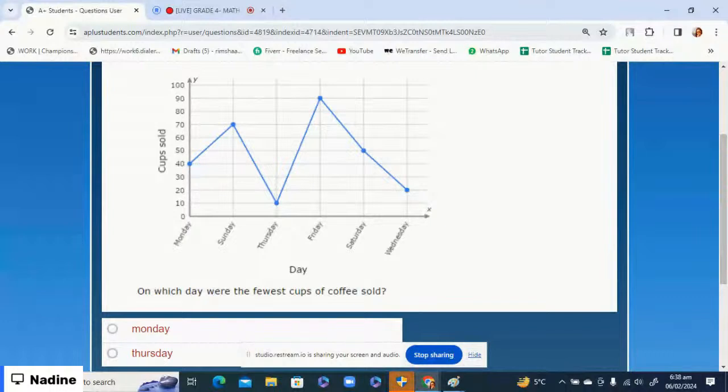We just check the fewest day, which means the smallest. At which point is the smallest point? On Monday, it's 40. On Sunday, it's 70. Thursday, it's 10. And on Friday, it's 90. Saturday, it's 50. And Wednesday, it's 20. So you tell me which one has the fewest cups of coffee.